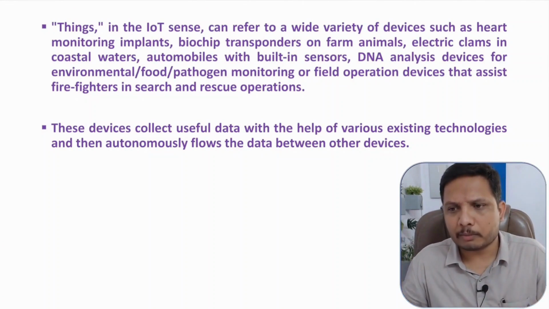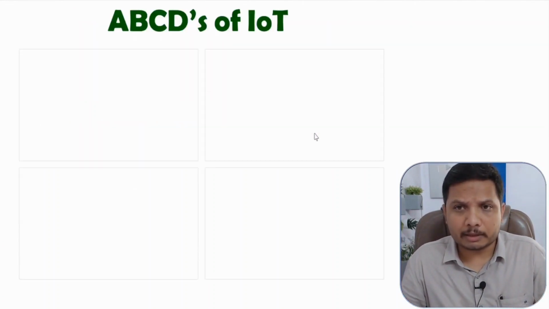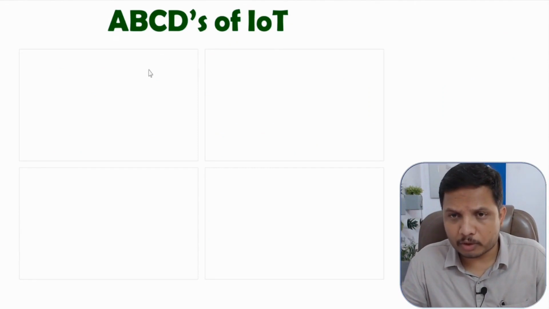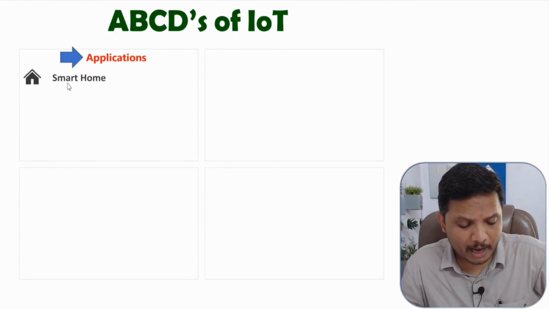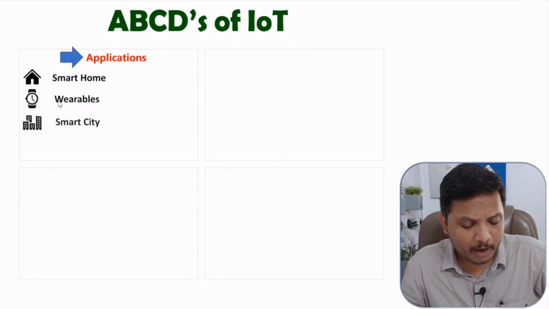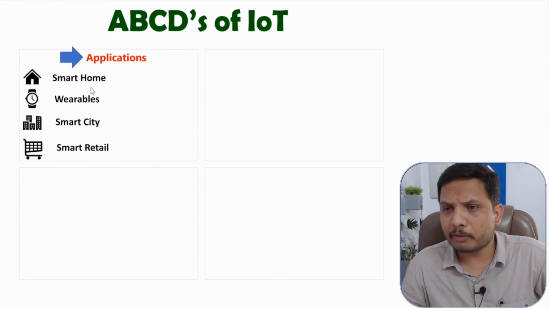Now I'm going to explain the A, B, C, D of IoT to you. So A stands for applications. In applications, you can have smart homes. You can have some wearables like smart watches. You can also have smart cities. You can have smart retail as well, right? So there are many types of applications available on IoT devices.